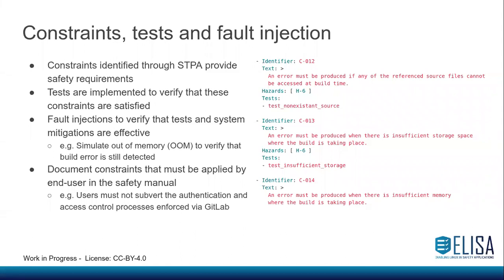And as I say, not all of the constraints can be implemented by the software itself. In some cases, it's about the processes that the end user needs to apply, and we documented those in the safety manual. An example being, you can have GitLab providing the access control and authentication mechanisms, but you actually need a process in place to prevent users from subverting that and finding ways around the controls.